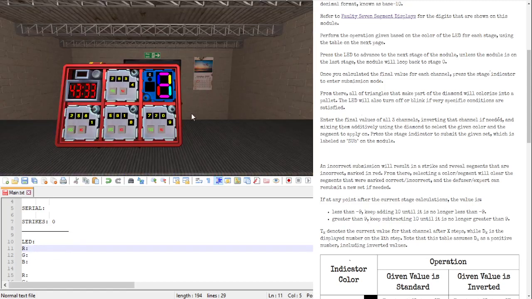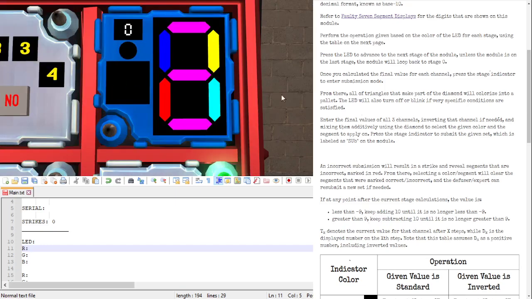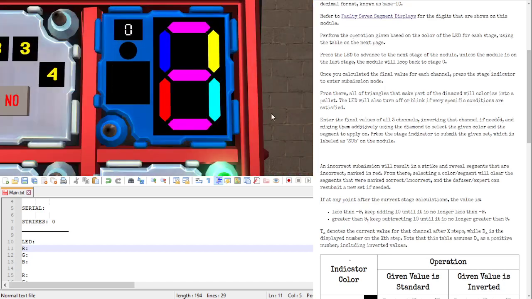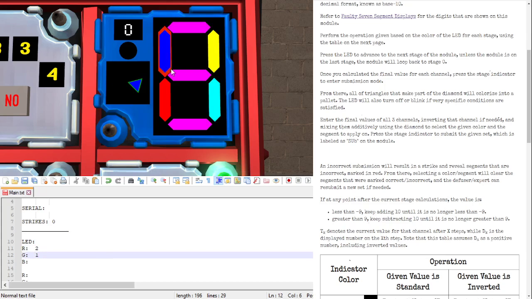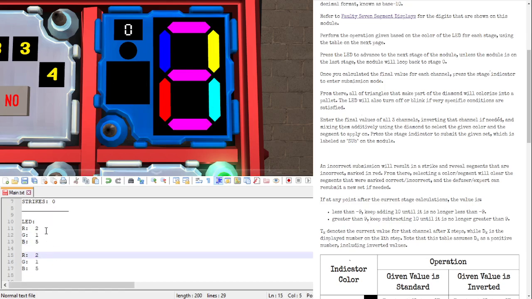Now let's quickly do the module. By the way, if you solve any modules, it doesn't affect this module because it's not a boss, even though it may look scary. However, it may affect the alarm clock. So let's go for this. For red, we have a 2. For green, we have just a 1. And for blue, it's this 5. Okay, so all positive.